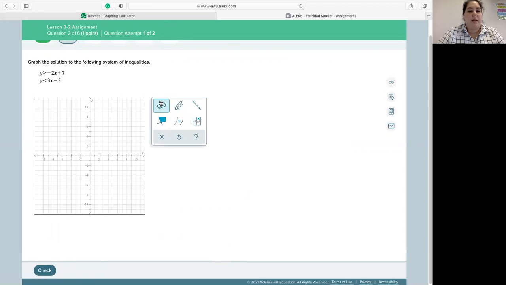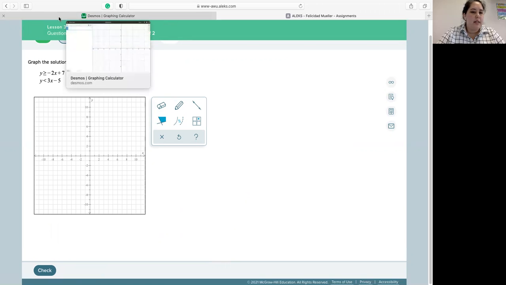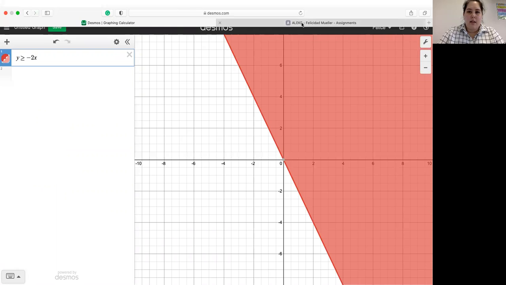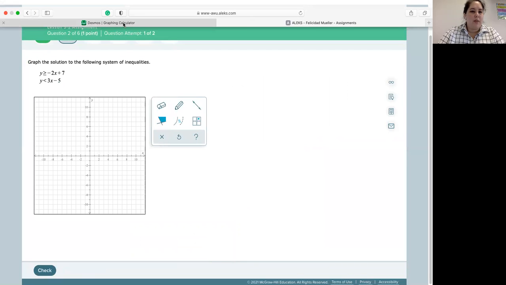For this next one, I'm going to go ahead and use Desmos. It says to graph the solution to the following system of inequalities. So I'm going to go ahead and graph both of these. So we have y is less than 2. y is less than or equal to negative 2x, I believe it said, and it did say plus 7.